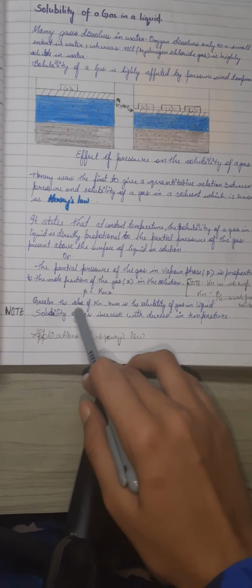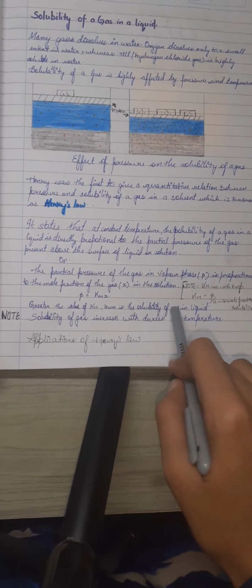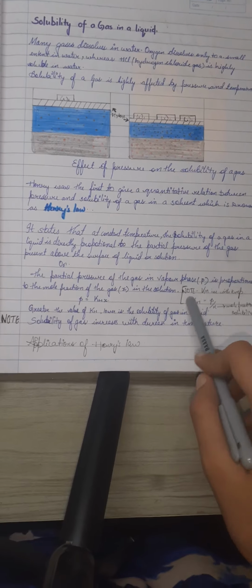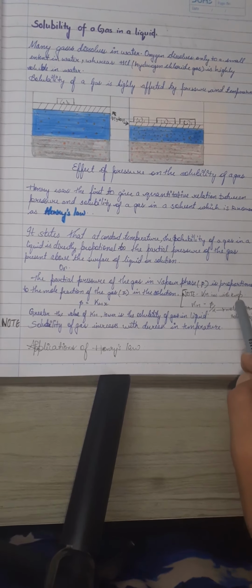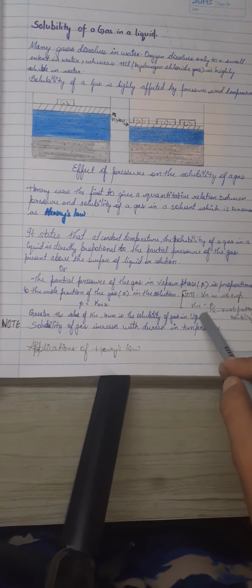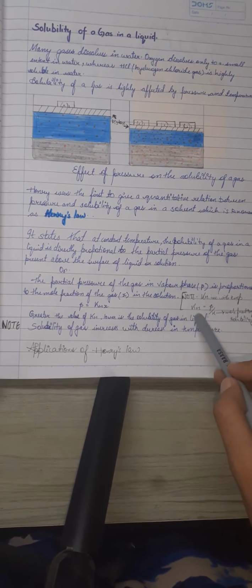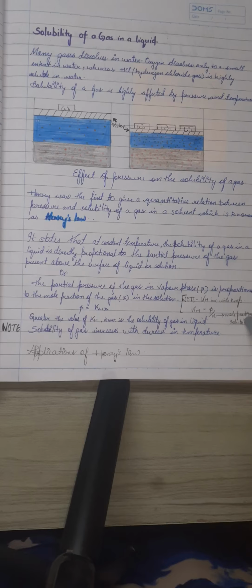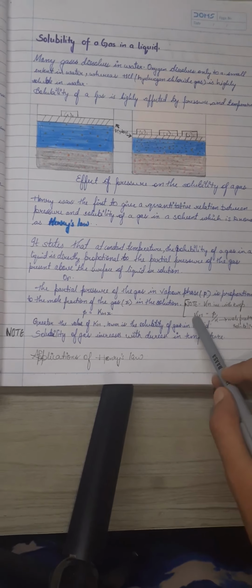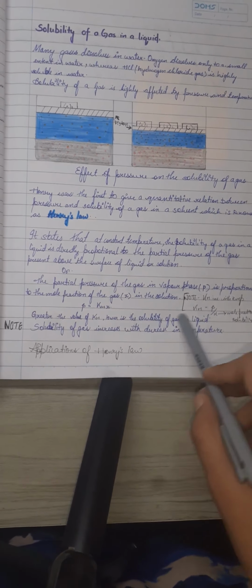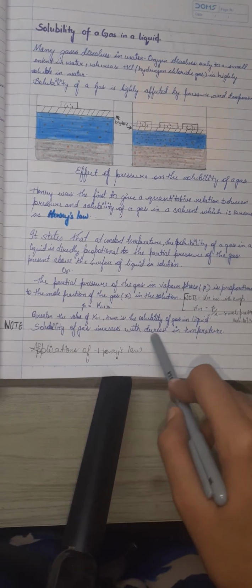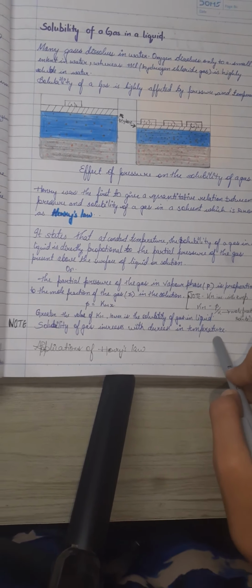Now it says that greater the value of Kh, lower is the solubility of gas in liquid. How? Let us see. The Kh increases with temperature, and if we transpose for the Kh value, we get that the mole fraction, that is solubility, is inversely proportional to Kh. And we also know that solubility of a gas increases with decrease in temperature.